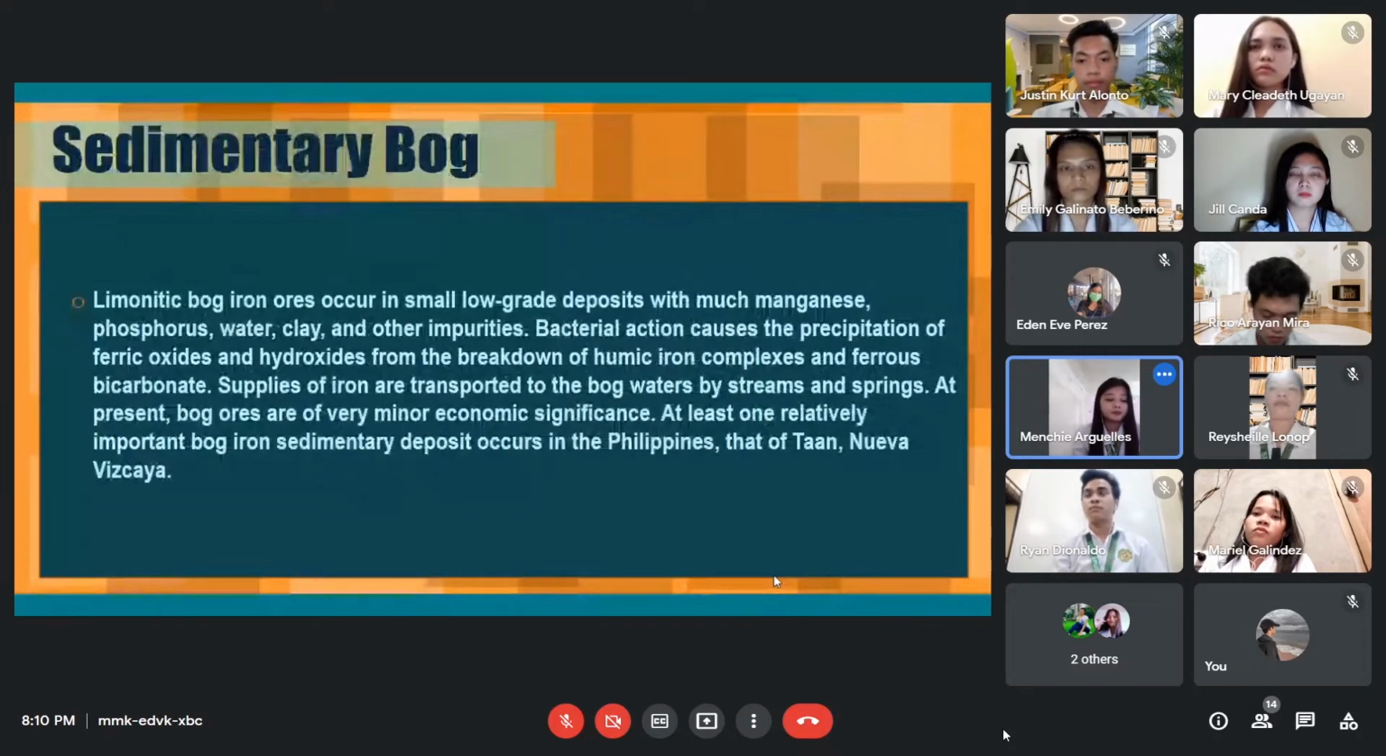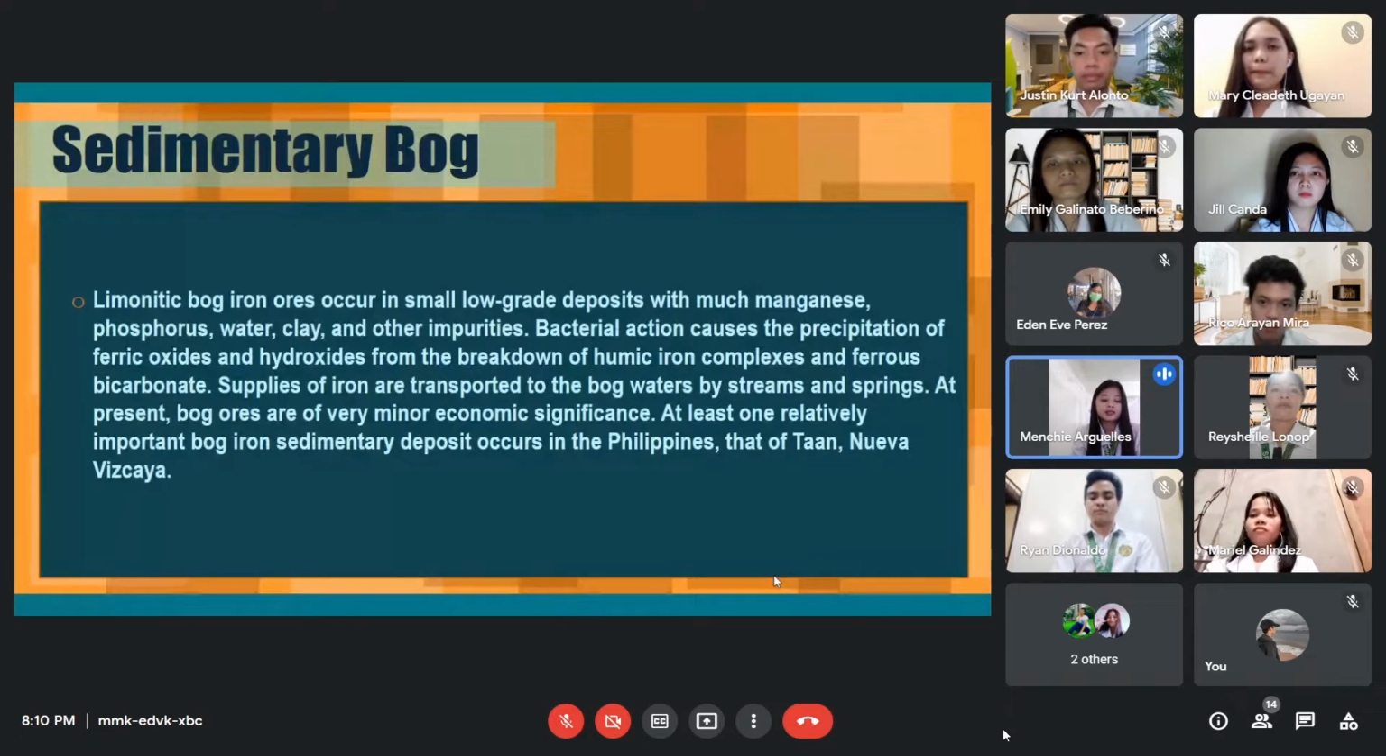And next is sedimentary bog. The deposits consist principally of limonite with minor amounts of hematite. Limonite bog iron ores occur in small low-grade deposits with much manganese, phosphorus, water, clay, and other impurities. So here, in terms of mineralization, the deposit formed within a structural basin that probably ponded into a lake.